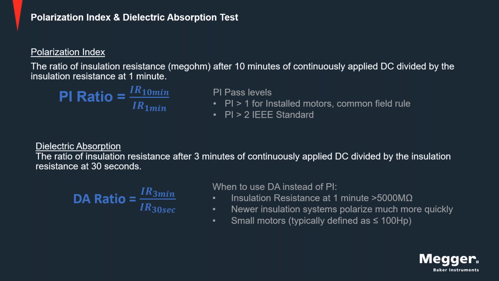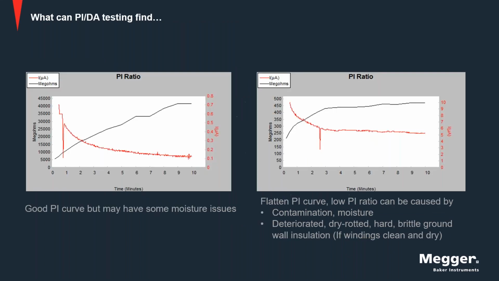Again, what does it mean if we have something less than 1 here? It means that our current stayed high. It didn't come on down. Our MEGGER value stayed low and didn't get improved through that process. And that's usually an indication of contamination on our motor. So here we see 2 PI graphs.